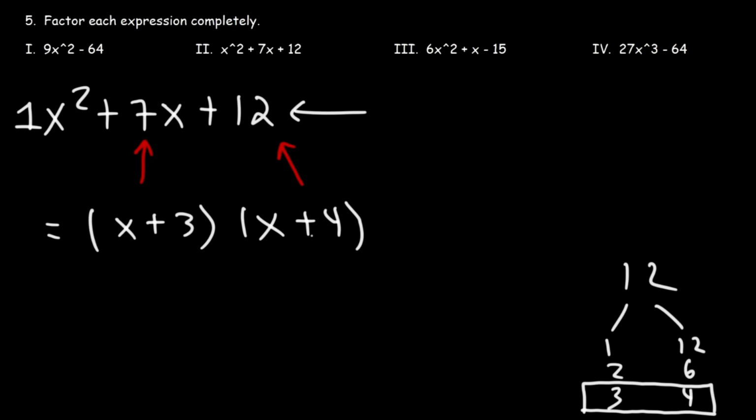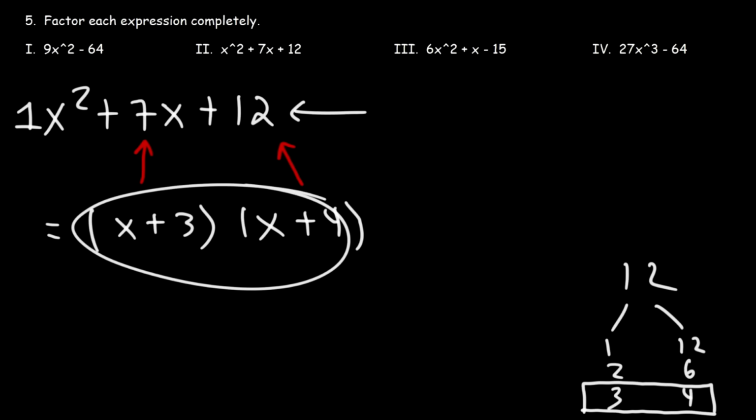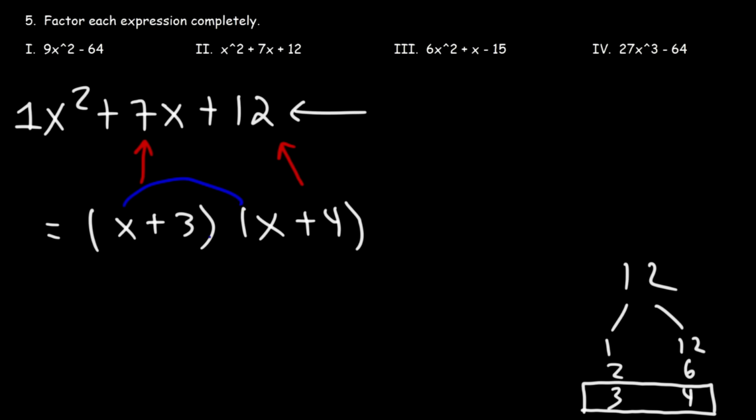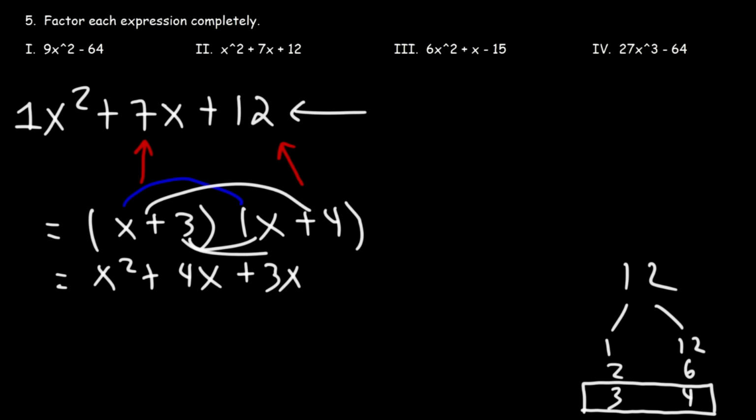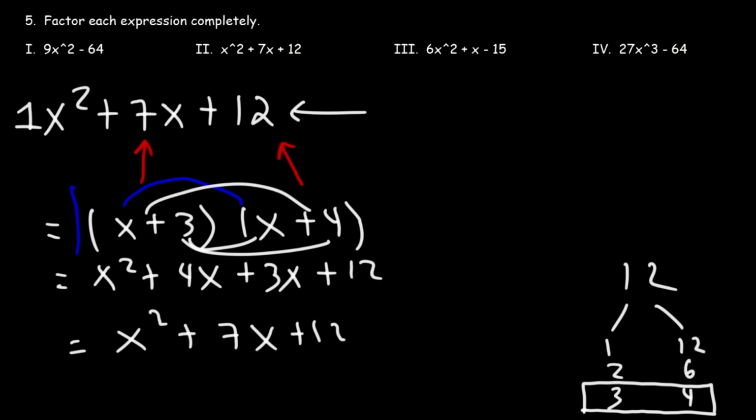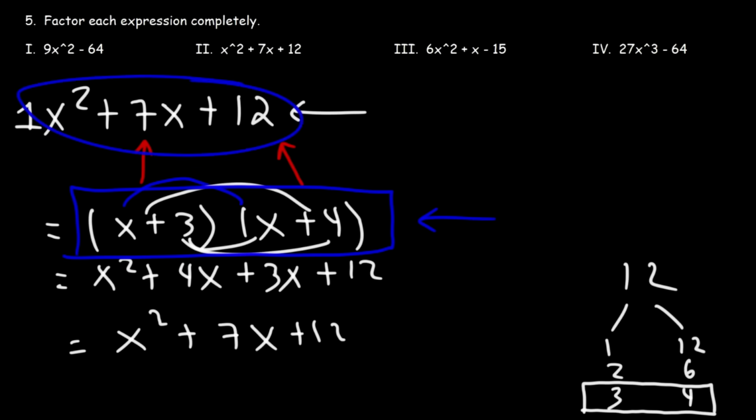To check your work, what you could do is FOIL this expression. X times x is x squared. X times 4 is 4x. 3 times x is 3x. 3 times 4 is 12. And so this is going to give us x squared plus 7x plus 12. So this right here is the answer. That's how you can factor this trinomial. Now let's move on to the third example.